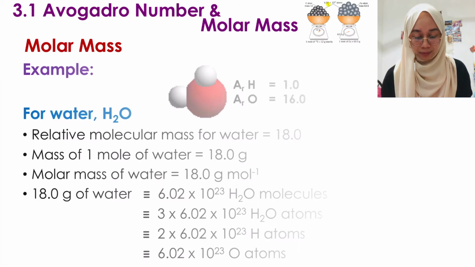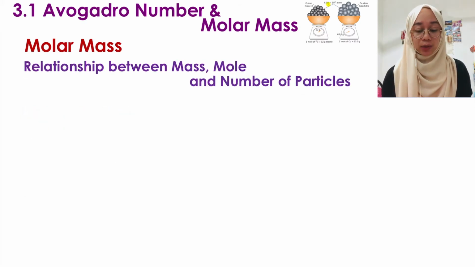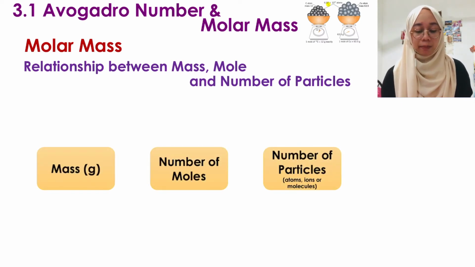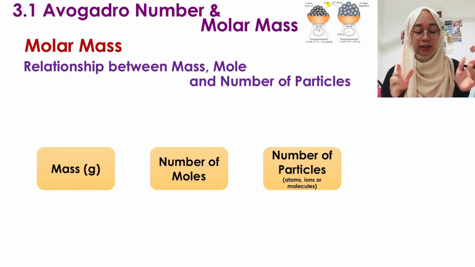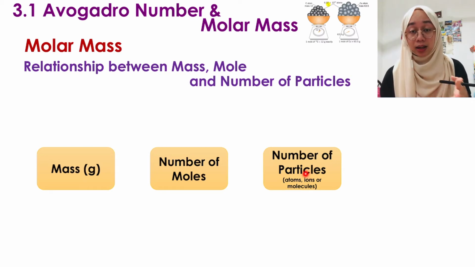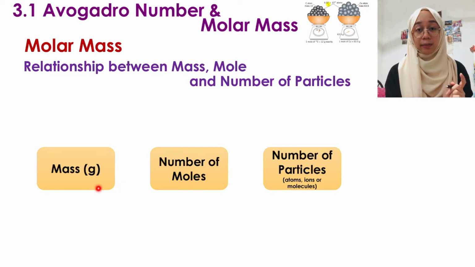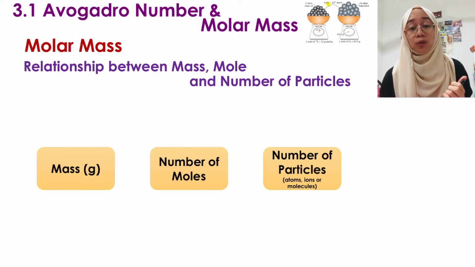Now, we want to look at the relationship between mass, mole and number of particles. Basically, between mass and number of particles, the middle part is the number of mole. If you are given the mass and you need to find the number of particles, you have to find the number of moles first, and then you can proceed to find the number of particles. And the same thing, if you are given the number of particles but asked to find the mass, you need to go through the number of mole first, and then find the mass. So it is very important for you to know how to find the number of mole, because everything is actually related to the number of mole.